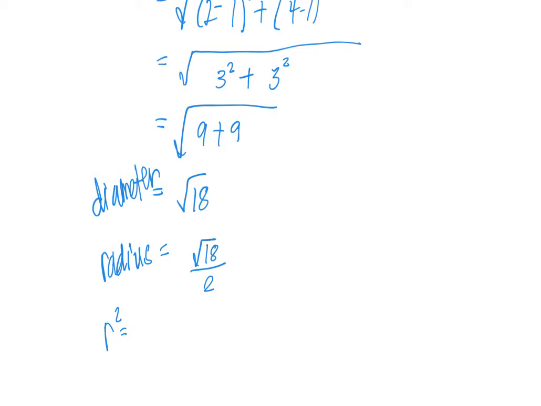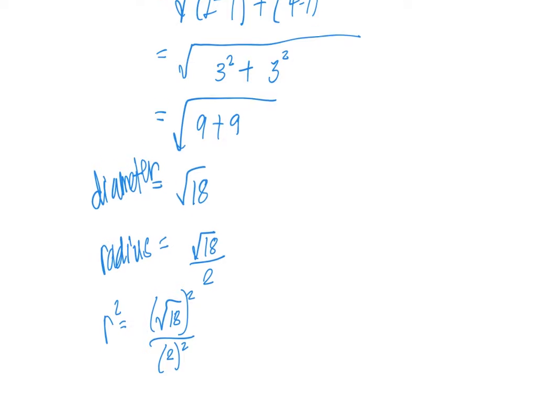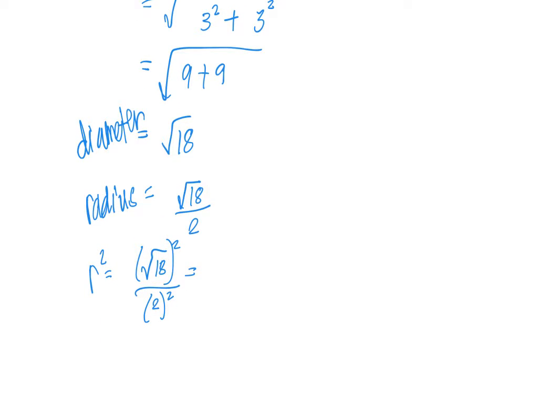So what we do is we take the square root of 18 and square it. And we take 2 and square it. To end up with 18 over 4. Which simplifies into 9 over 2. So I've got one thing that I need for my circle. That's going to go on the end, that 9 over 2.